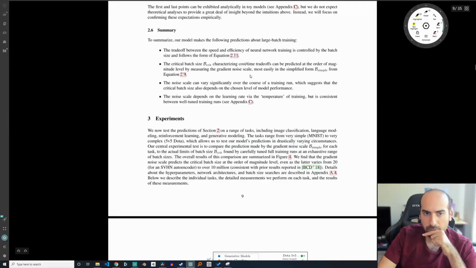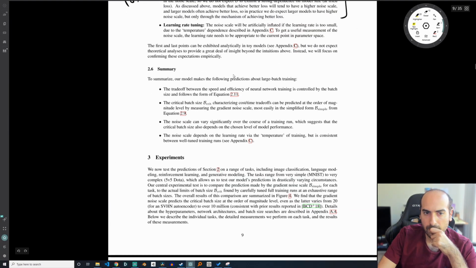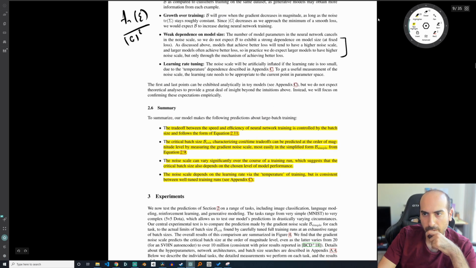Okay, this is fine. Okay, so you can figure out the critical batch size with the simple formula. The noise scale can vary significantly over the course of a training run, which suggests that the critical batch size also depends on the chosen level of model performance. And the noise scale depends on the learning rate via the temperature of training, which is consistent between well-tuned runs. The trade-off between speed and efficiency is controlled by the batch size. Yeah, I was going to summarize this myself, but this is a great summary.